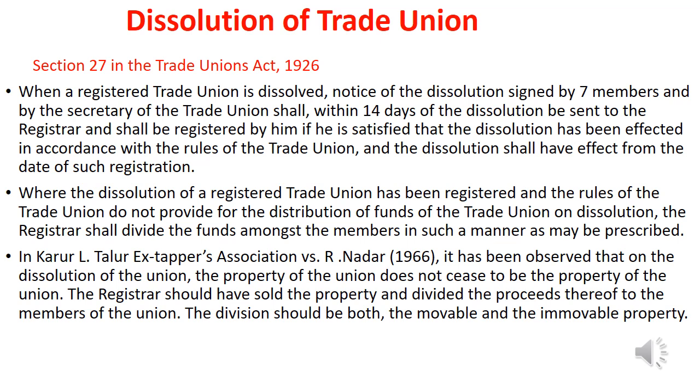We have a case law, Karur L. Talur Ex-Tapers Association versus R. Nadar. It has been observed that on the dissolution of the union, the property of the union doesn't cease to be the property of the union. The registrar should sell the property and divide the proceeds thereof among the members of the union, and the division of the property will be both movable as well as immovable, according to the prescribed procedures.